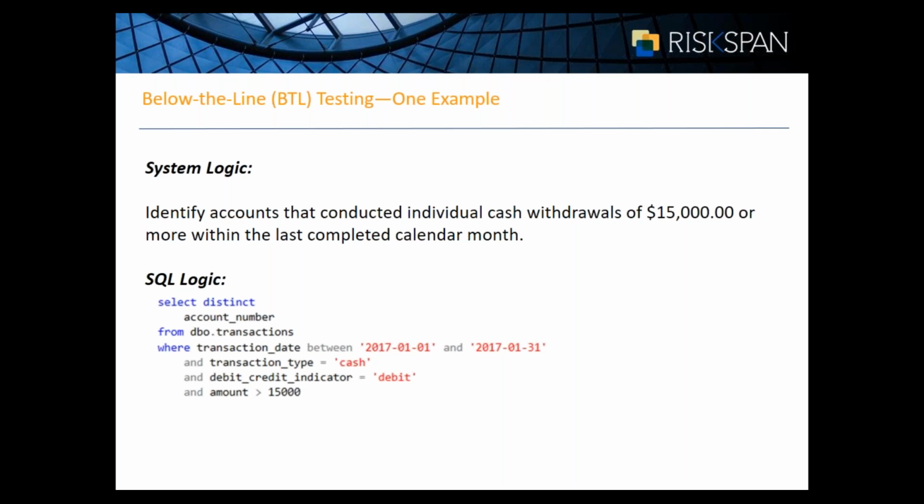So basically, instead of an English description, you're pulling from the table of transactions, you're pulling account number from the transactions table, filtering based on transaction date, looking at transaction type equal cash. If there's a debit credit indicator, it'd be debit for this case, otherwise it'd be credit, and then filtering based on the amount.